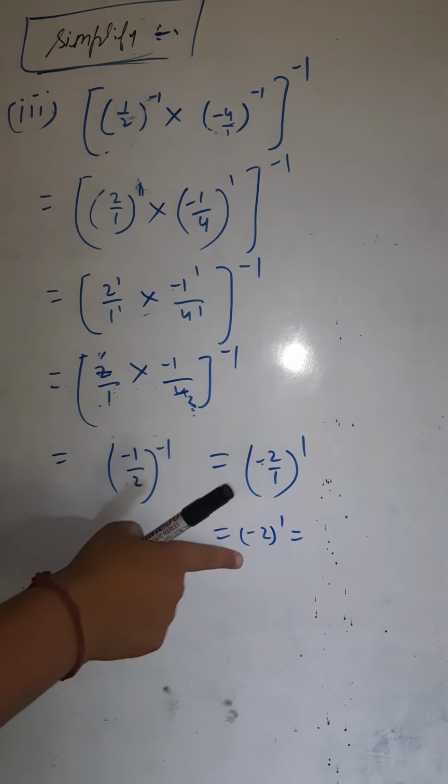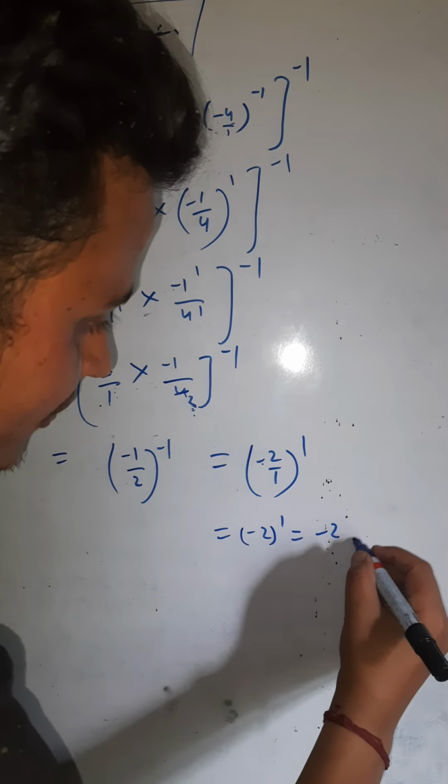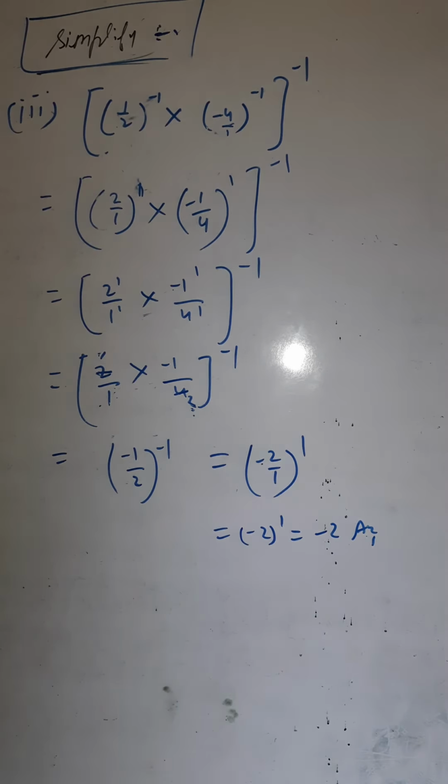So whole raised to the power 1 means you have to write this minus 2 how many times? Only one time. So answer would be how much? Minus 2. So this would be the required answer. Getting this? Yes. Just note it down. Then we would be doing the next question here.